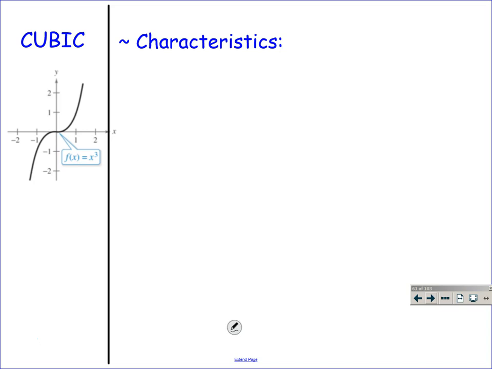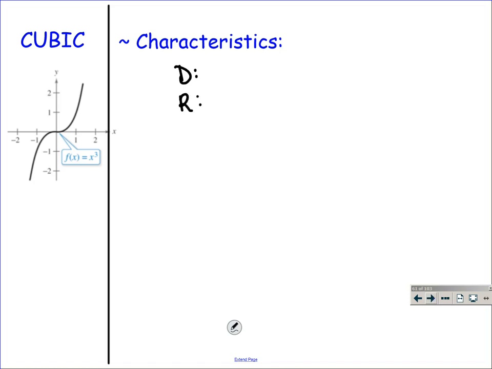Cubic. Doesn't have a vertex. Doesn't have a minimum or a maximum. It kind of goes up forever, down forever. Hey, what's a way of describing up forever, down forever? What can we be talking about? Infinite. Hey, maybe we should have been using domain and range.